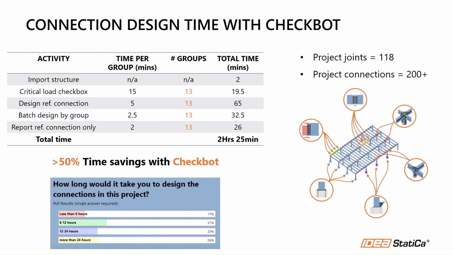Now, since this was in one of our webinars, we asked our attendees how long it would take for them to create that project. And as you can see on the bottom, over 80% of them said that it would take them 6 hours or more, with a quarter of them saying it would take them over 24 hours to complete this kind of project. Here you can clearly see how within Checkbot you can easily save at least 50% of your time by doing this workflow rather than doing it with other common practices. It can be with other analytical software or spreadsheets.